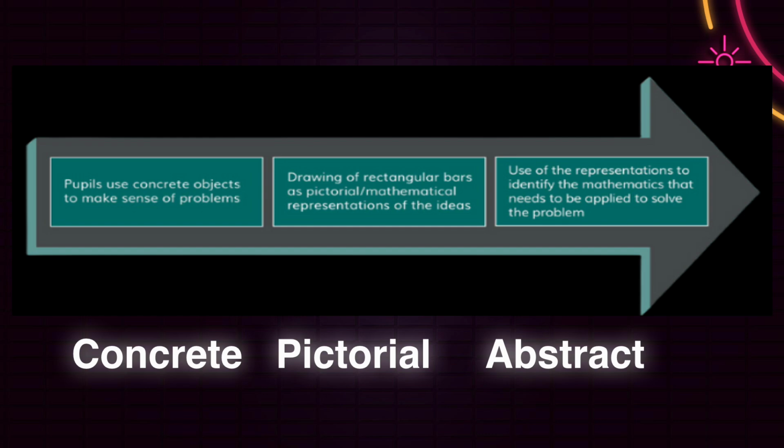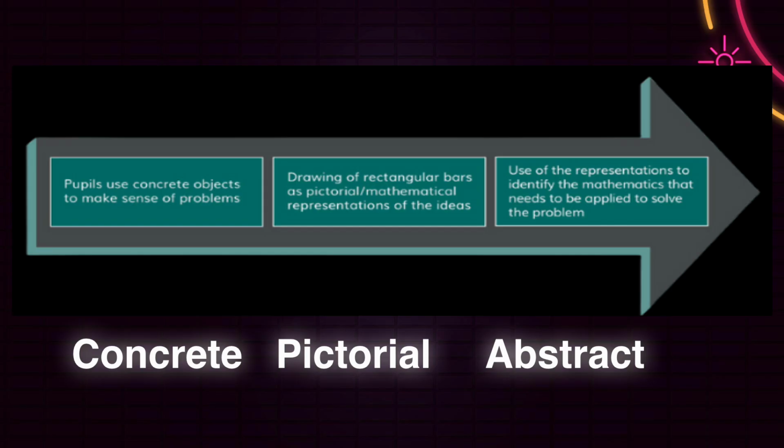Bar models provide a bridge for students between concrete objects and abstract symbolic representations. They are an ideal representation to support students in understanding key ideas in the junior, intermediate, and senior math curriculum. For example, for ratio, proportion, and the idea of a variable. Bar models can help students in understanding key mathematical structures.